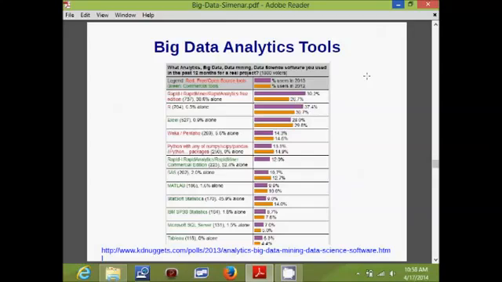Now the challenges. We have three main challenges in data mining, in big data. The first challenge is related to the expression. How to express the big data. This is a big challenge.